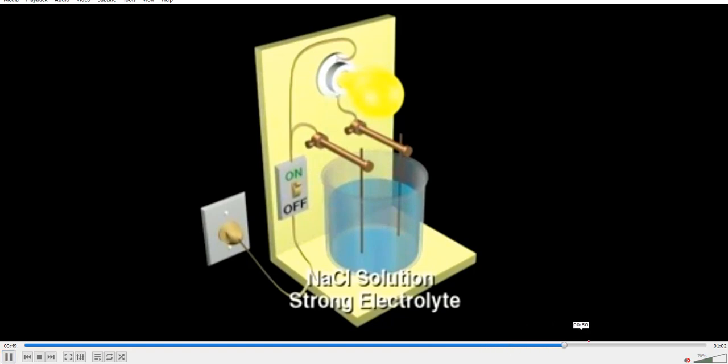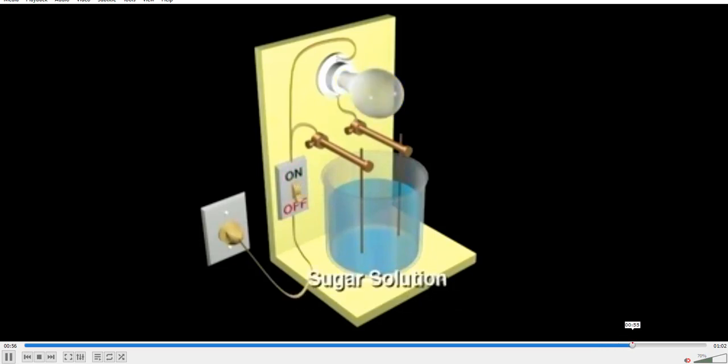Let's move forward. Now there are some species that don't turn into ions, such as sugar. They don't form ions, so therefore no electricity. So that's a non-electrolyte.